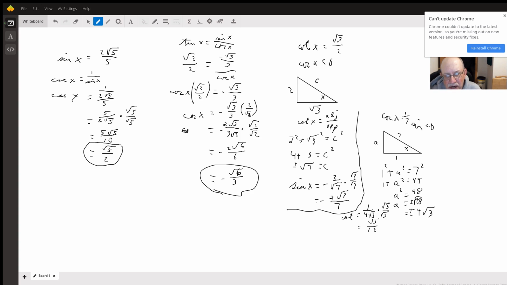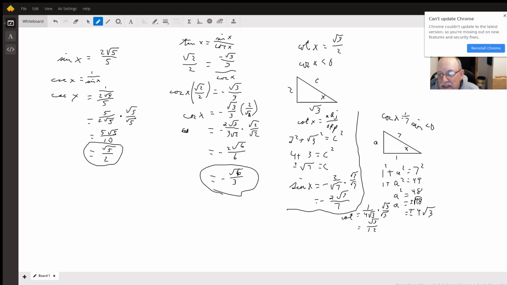So we get 2 squared plus square root of 3 squared equals c squared. 4 plus 3 equals c squared, so c equals plus or minus the square root of 7. So the sine of x will equal the opposite over the hypotenuse, and it's going to be negative, like we said. So we get negative 2 over square root of 7. Multiply that times the square root of 7 over the square root of 7 to rationalize that denominator, and we get the sine of x is negative 2 square root of 7 over 7.